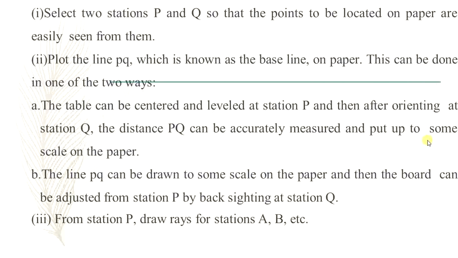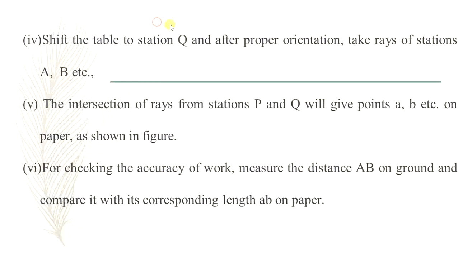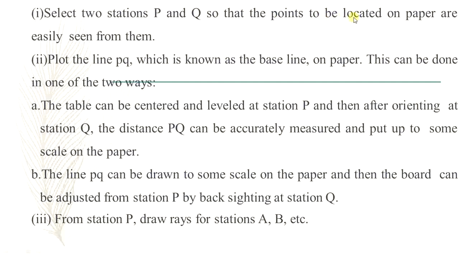We have to see the procedure. Select two stations. In the previous method we selected only one station, that is P, but in this method we have to select two stations, that is P and Q. The points are located on paper and easily seen from the stations.